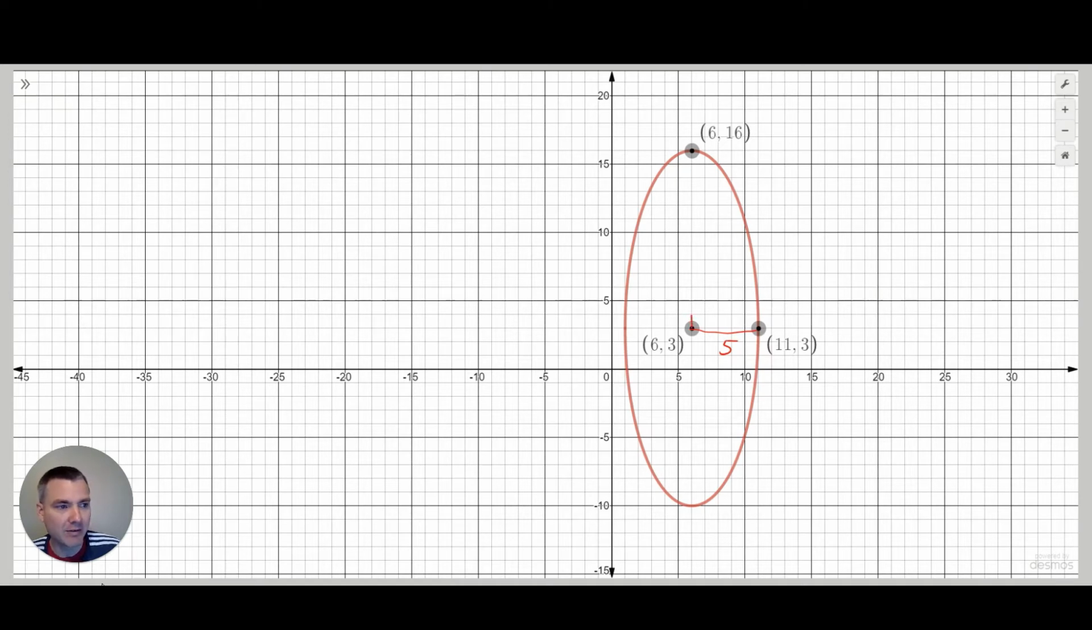And we have (6, 3) to (6, 16) gives us a major radius of 13.